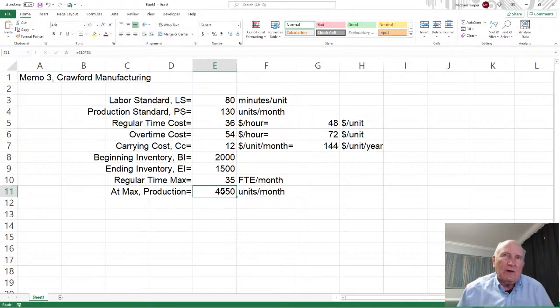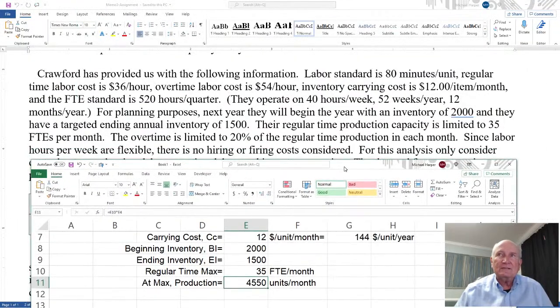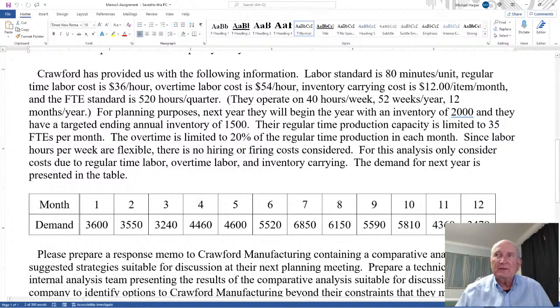So we may want to limit our FTEs. We may want to limit our production. But the 35 FTEs per month and a production of 4,550 per month is the same thing. So we can use either one of those or both if we want to. Okay, what's next? Let's bring this up here.